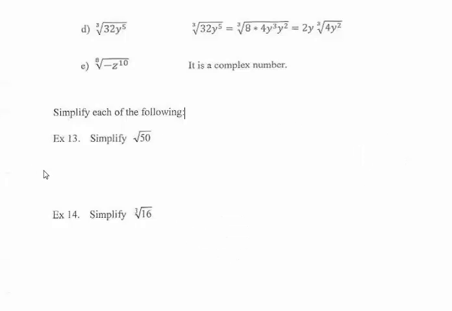This is our first method of simplifying radicals: reduce the exponents until they are smaller than the index number.